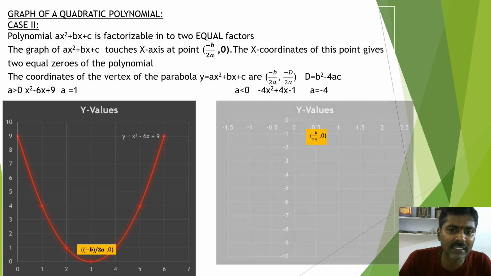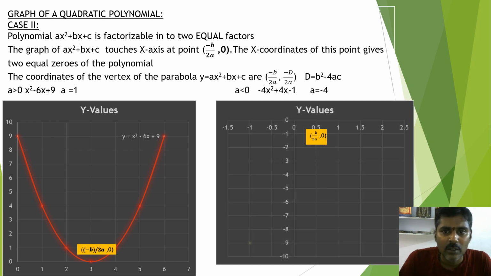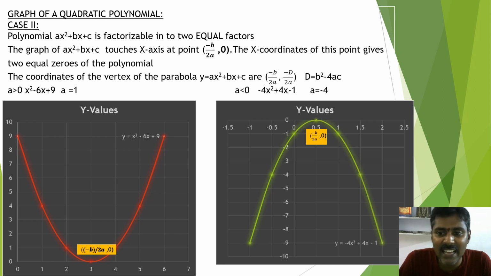that graph we will get with different values of x. I will plot the points so that I will get a downward-opening curve, and that meets the x-axis at 0.5. This will be the x-intercept, as well as 0.5 will be the zero of this polynomial. Once you observe again, as before in the first case, it is an upward parabola when a is positive, and a downward parabola when a is negative.